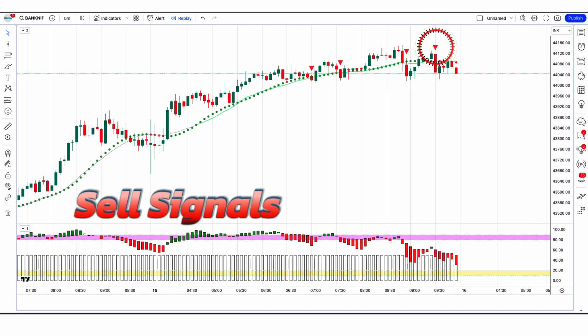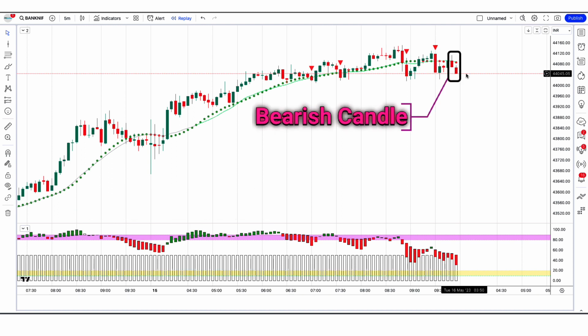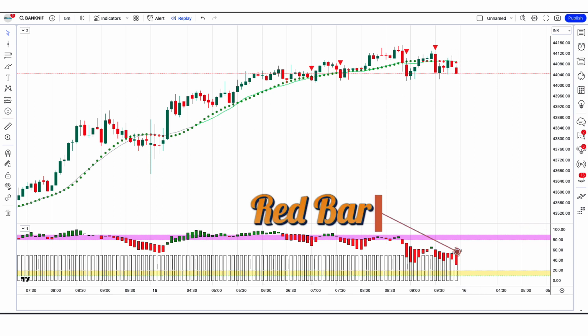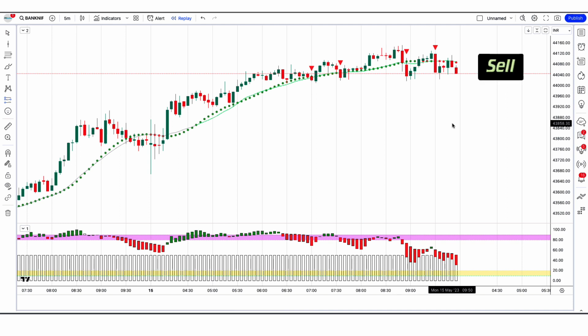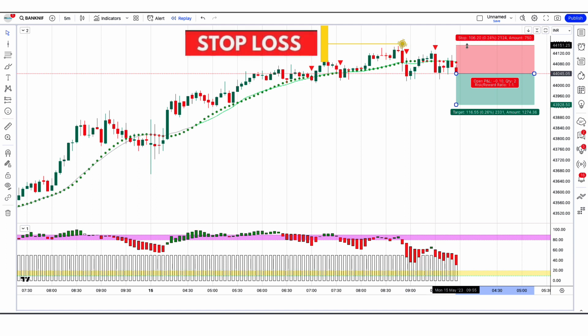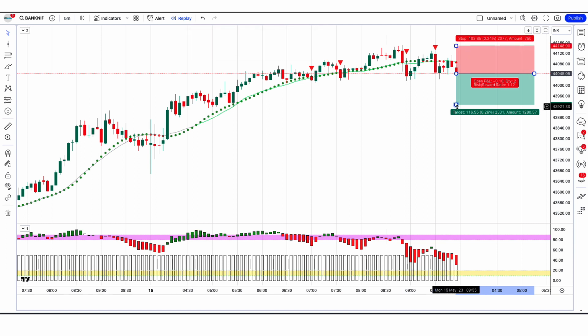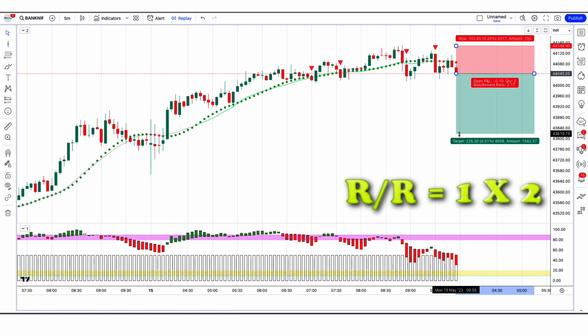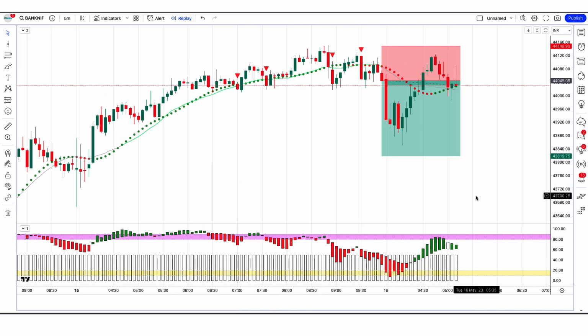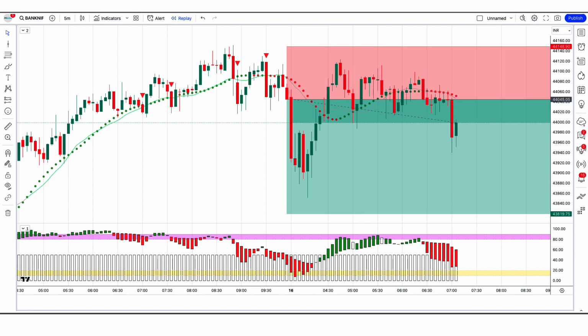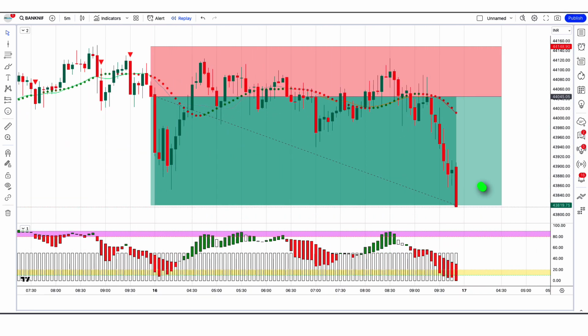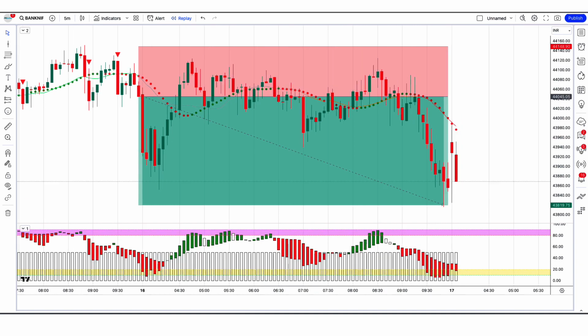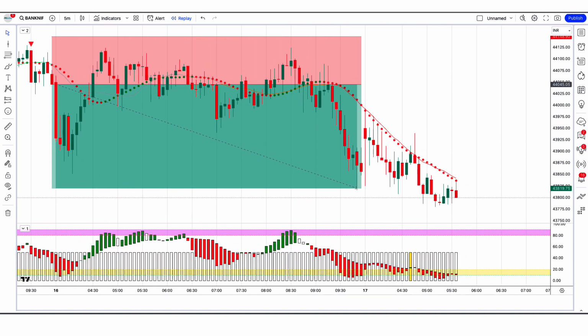When the extreme trend reversal points indicator has given us sell signals, the market should make two bearish candles and coral trend indicator should have red dot line. The banker fund flow trend indicator of histogram should be red bar. If this condition is fulfilled, then we will place sell order. Our stop loss will be placed at the previous market's higher. And the risk to reward ratio will be 1 to 2. The market has completely hit the target. I hope you must have understood this trading strategy.